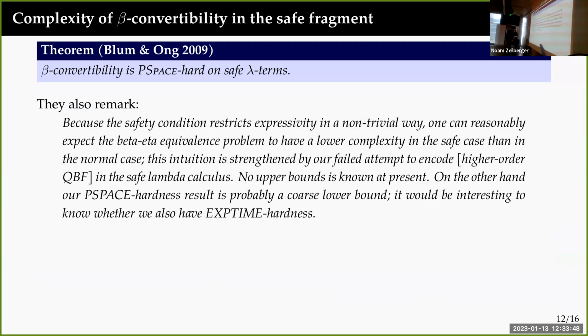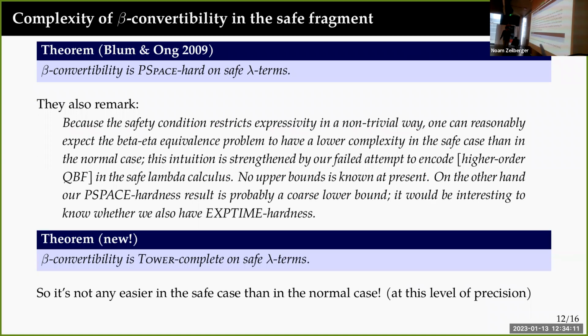And so they remark, okay, maybe since they restrict expressivity in a non-trivial way, they can expect that the beta-eta equivalence of convertibility might have a lower complexity in the safe case. So that was their expectation, that maybe there is a good reason why they couldn't do it. And what I show is that actually no, it's still tower complete.